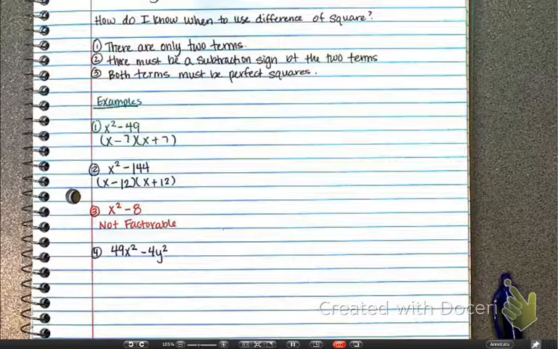So I have 49x squared minus 4y squared. Okay, so we're going to do it together. First of all, is there a GCF? Because there's a whole lot extra in this one, so it's something we should probably look for. No. Okay. Are there only two terms? Is there a subtraction sign between those two terms? Are each terms perfect squares? Yeah? Okay, so let's see.